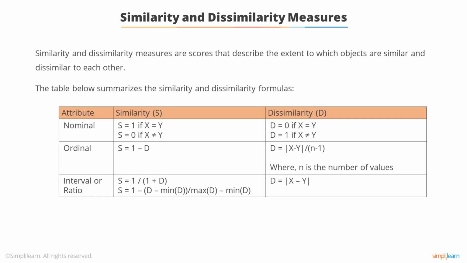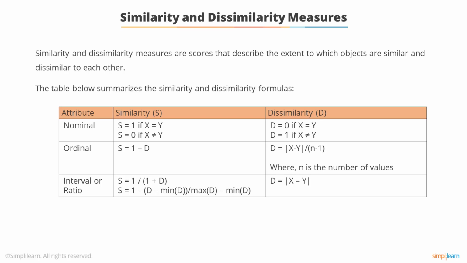With similarity and dissimilarity measures, these are scores that describe the extent to which objects are similar and dissimilar to one another. Now, the table below summarizes the similarity and dissimilarity formulas. Obviously the similarity equals 1 if x and y are equal, and similarity is 0 if x is not equal to y on a nominal scale. In an ordinal measure, the similarity is equal to 1 minus the dissimilarity, and then with interval and ratio, the similarity is equal to 1 over 1 plus dissimilarity, and respectively, the similarity is equal to 1 minus the dissimilarity minus the minimum dissimilarity divided by the max dissimilarity minus the min dissimilarity.